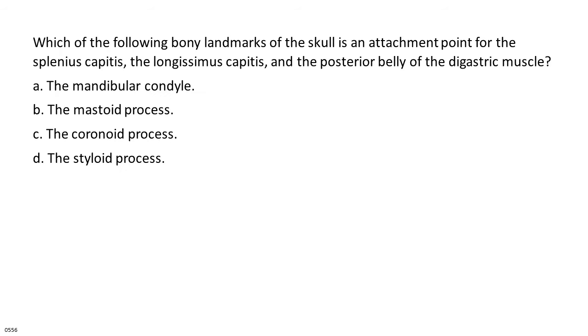Which of the following bony landmarks of the skull is an attachment point for the splenius capitis, the longissimus capitis, and the posterior belly of the digastric muscle? A. The mandibular condyle. B. The mastoid process. C. The coronoid process. D. The styloid process.